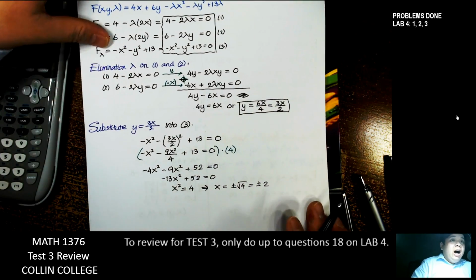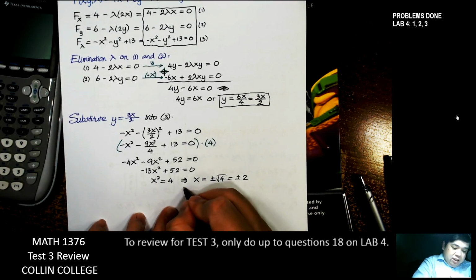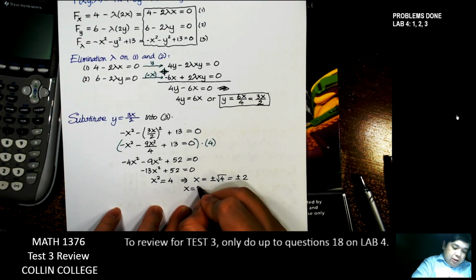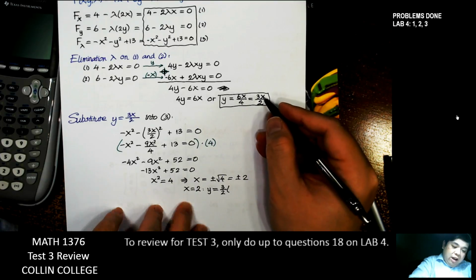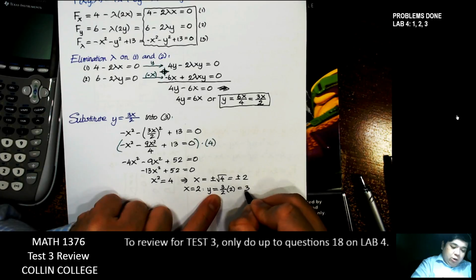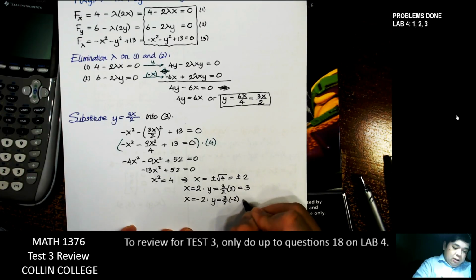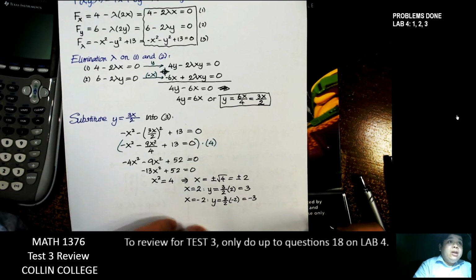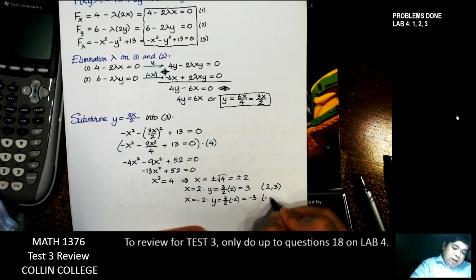Right. Now if x is 2 or negative 2, we're going to put it back in here. We have x, and x is 2, so y is equal to 3. If x equal to negative 2, we do the same thing. So we have the point 2 and 3, and negative 2 and negative 3.